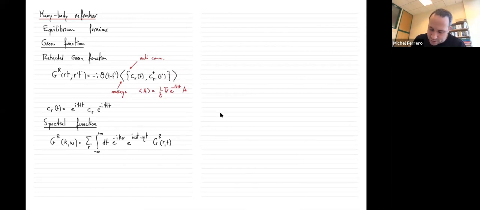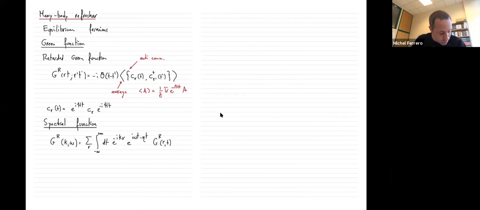Okay, the reason I can do this Fourier transform is that you can show that this object has time translational invariance, and it's invariant under translation in space at equilibrium. So I can take that Fourier transform and get that same object in K and omega.